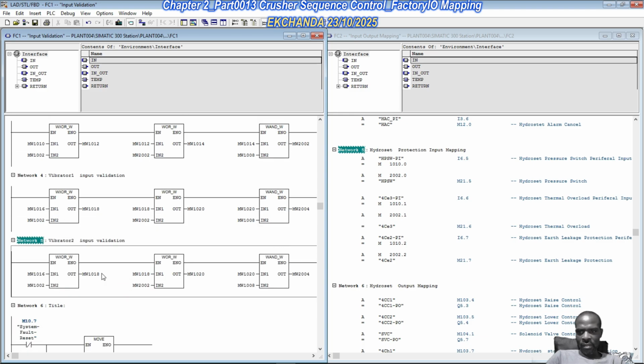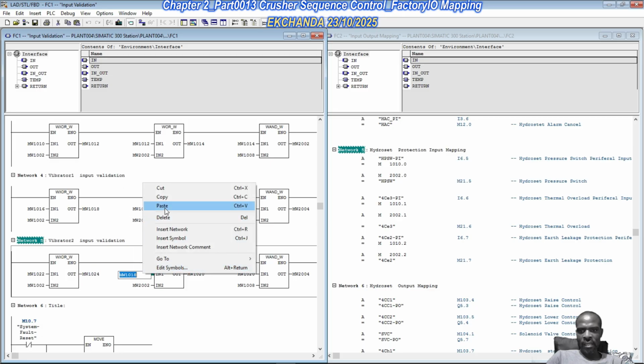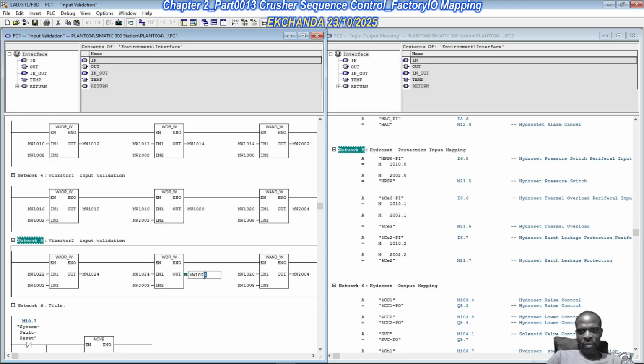So ramping up the addressing, we went as far as memory word 2020. So looping around, we have memory bit 2022, and then 2024, which is the same there, paste there, and then this is going to be 2026, which is going to be pasted here, and then the output memory word will be 2006. Like so, right? So let me just save this.